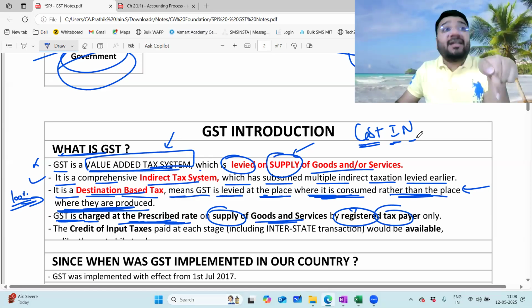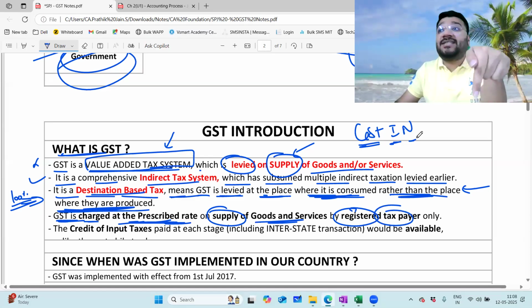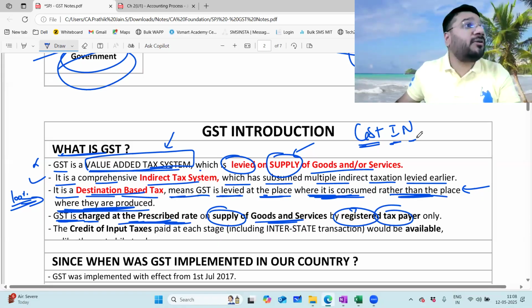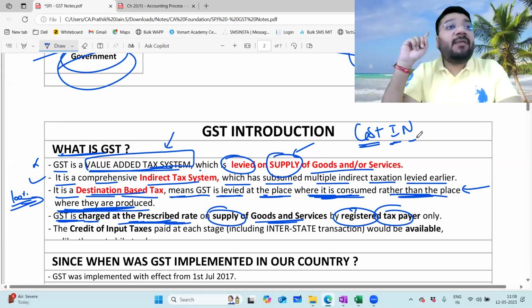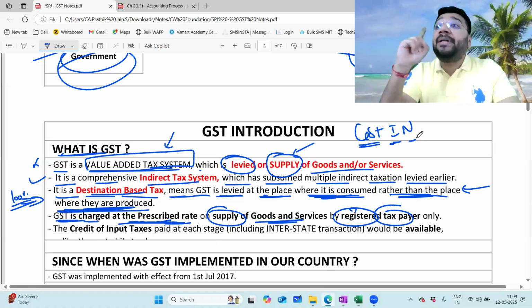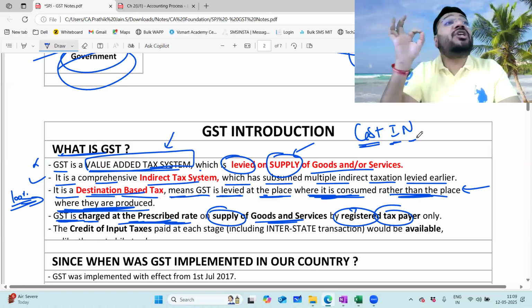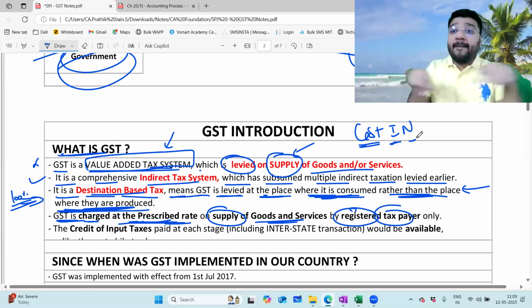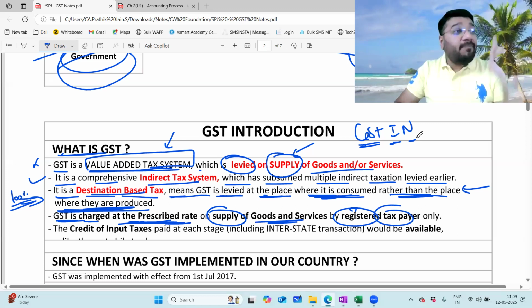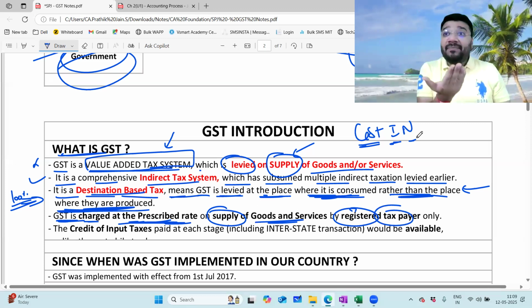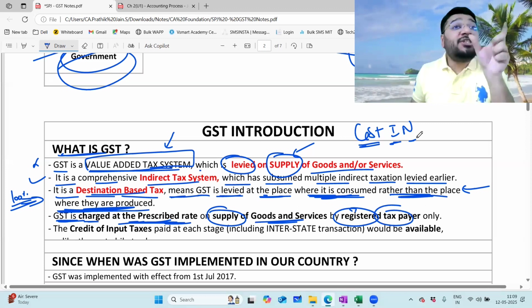Only if you are registered under GST can you charge GST, otherwise not. That's why if you go to any big hotels or big companies, it is compulsory for them to display their GSTIN number on their name board. Not just that, when you buy goods and services, they give a bill. In that bill also, they have to mention the GSTIN number.